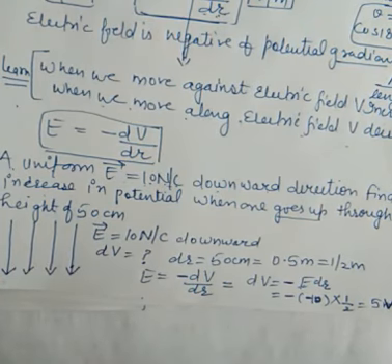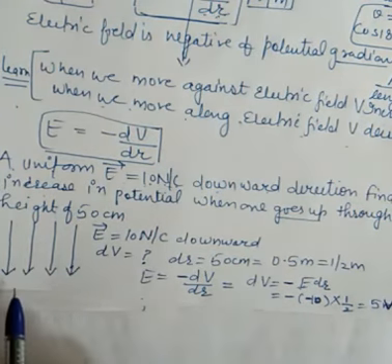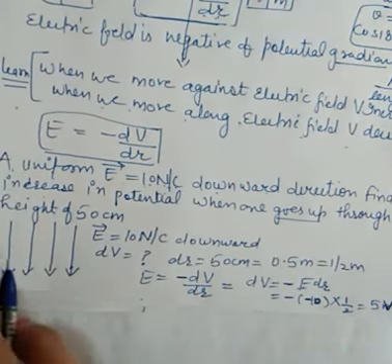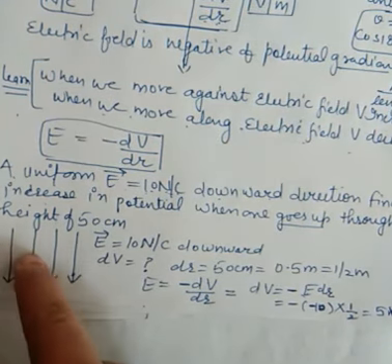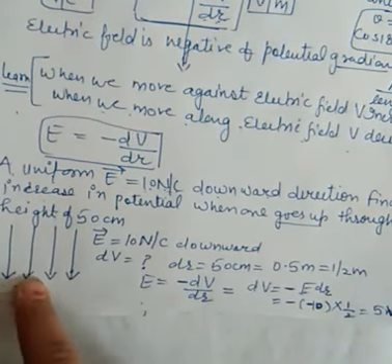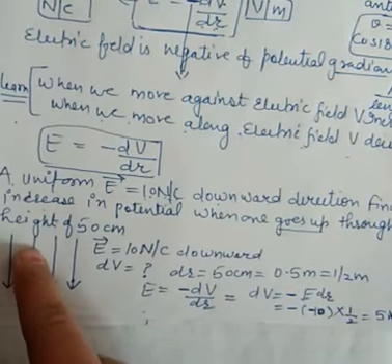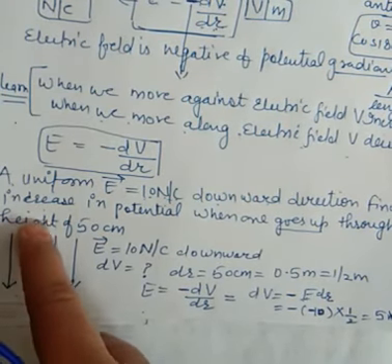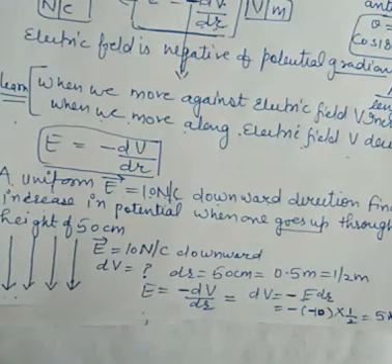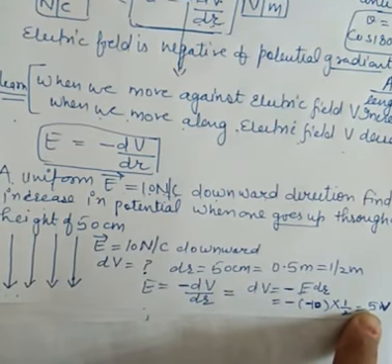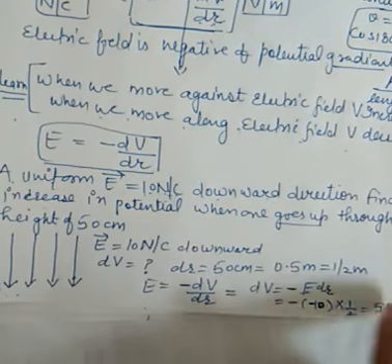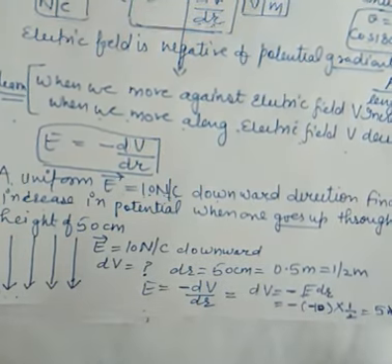But how can I make you sure that it is plus 5 volt or minus 5 volt? Electric field is given to be in downward direction and you are moving in upward direction. When you move in the direction of electric field, potential decreases. But when you move opposite to electric field, against the electric field, potential increases. Increases means it must be positive. Okay students, so it is a numerical that is based on the same derivation.